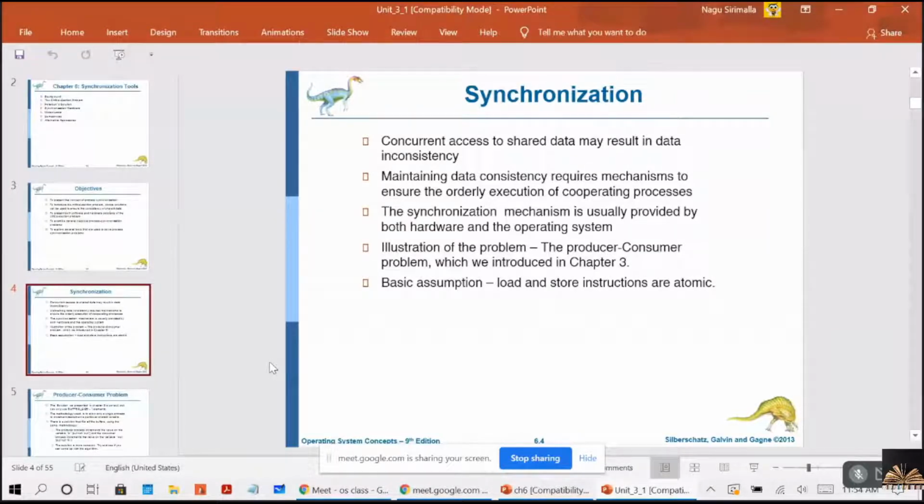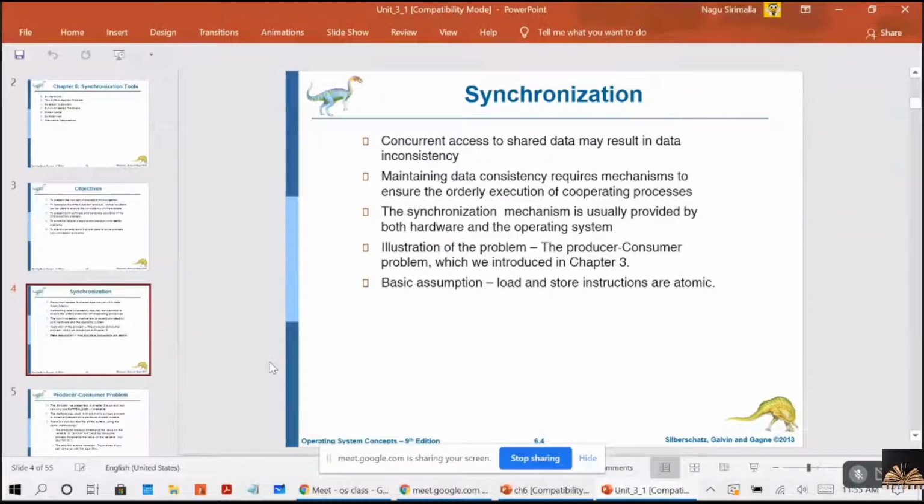Maintaining data consistency requires a mechanism to ensure the orderly execution of cooperating processes. If more than one process is working on the same data, they should use some mechanism to ensure orderly execution. They have to perform the operations on the data in an order, and that is what is meant by synchronization. The synchronization mechanism is usually provided by both hardware and the operating system, that is software, right?